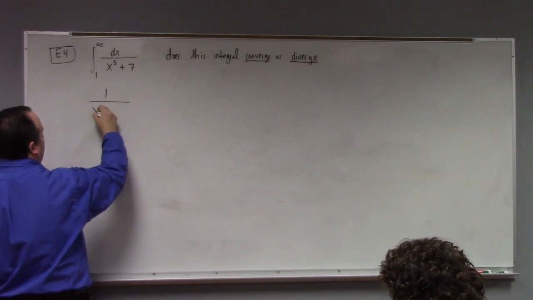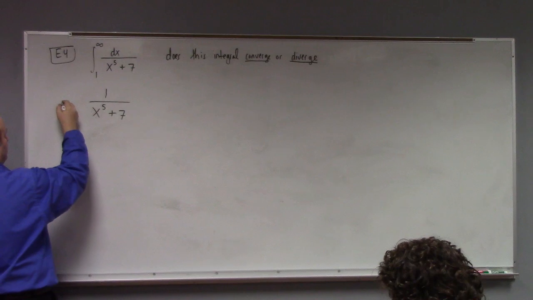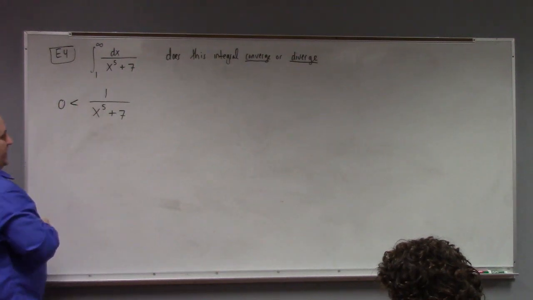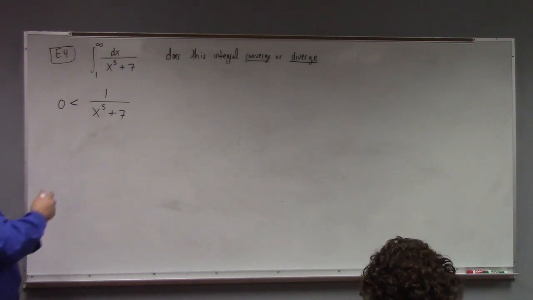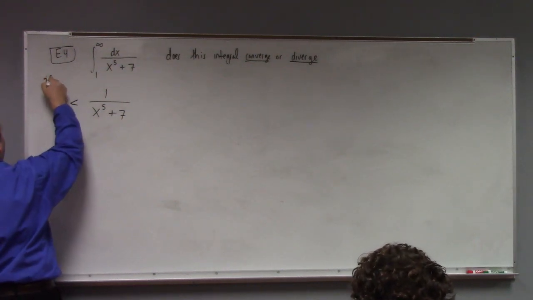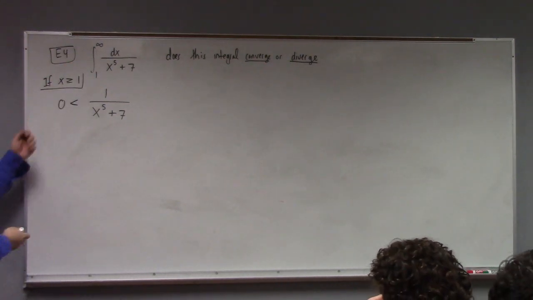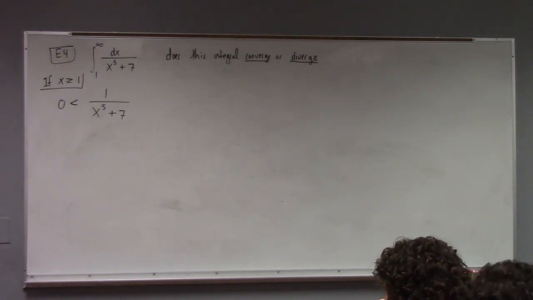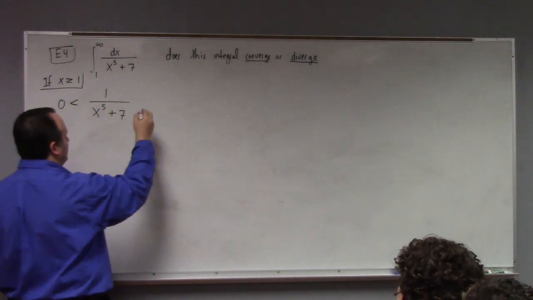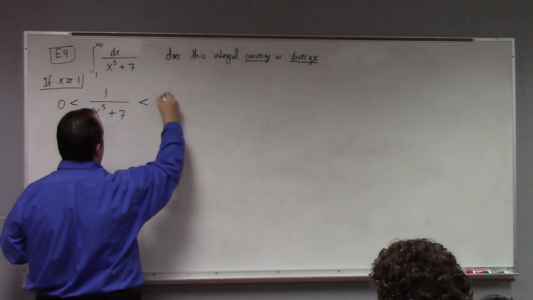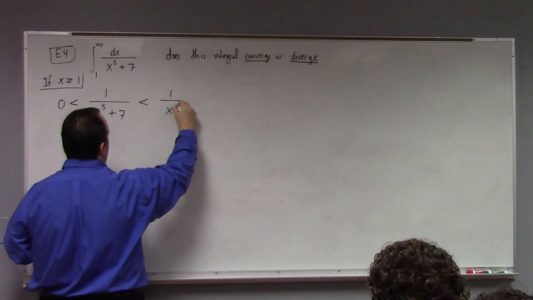Check out this: 1 over x to the 5th plus 7, right? Is it positive? Well, that's not clear, is it? Context, right? If x is greater than or equal to 1, that's definitely positive, right? Is this reasonable? Is this less than 1 over x to the power 5?